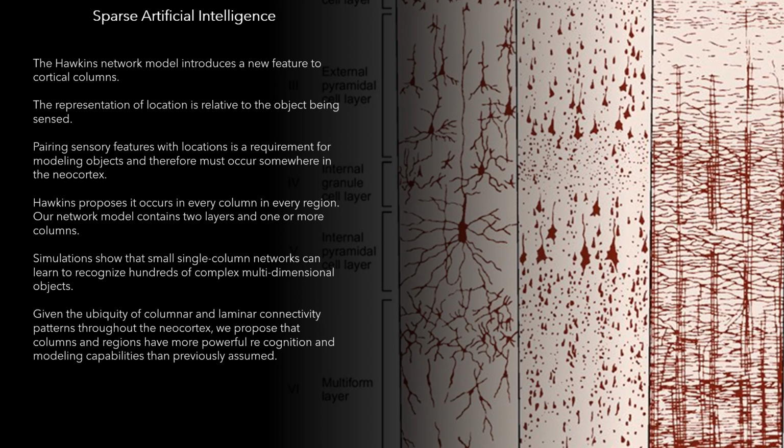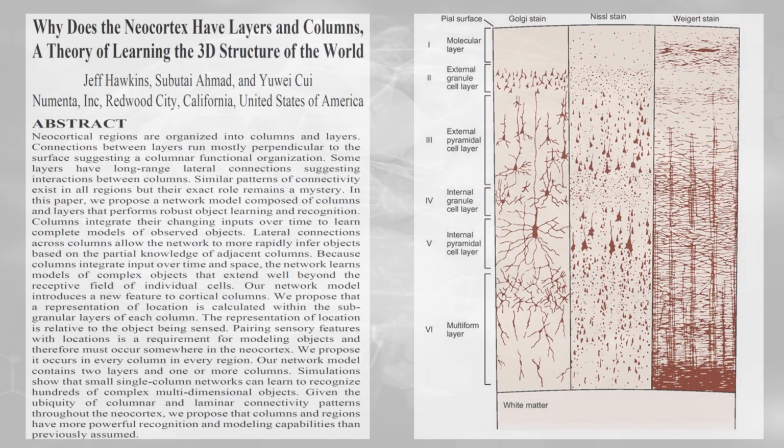Simulations show that small single-column networks can learn to recognize hundreds of complex multidimensional objects. Given the ubiquity of columnar and laminar connectivity patterns, the columns and regions have more powerful recognition and modeling capabilities than previously assumed. This section is based on the paper Why Does the Neocortex Have Layers and Columns? A Theory of Learning the 3D Structure of the World.